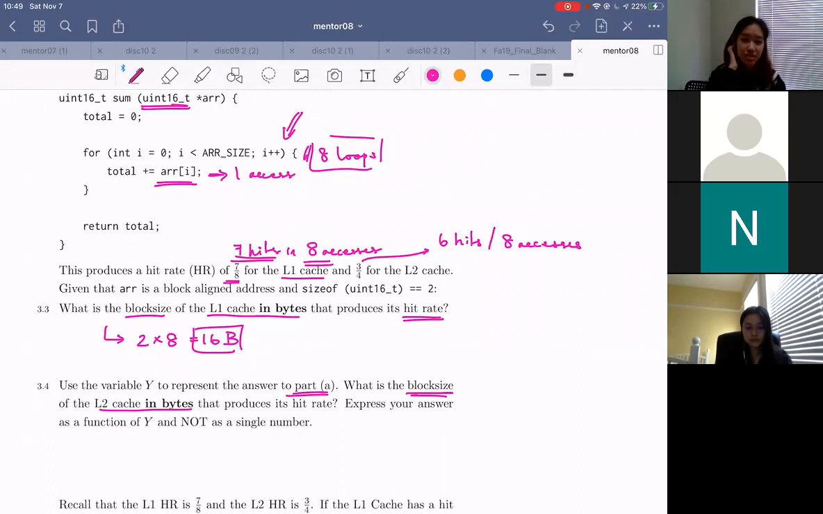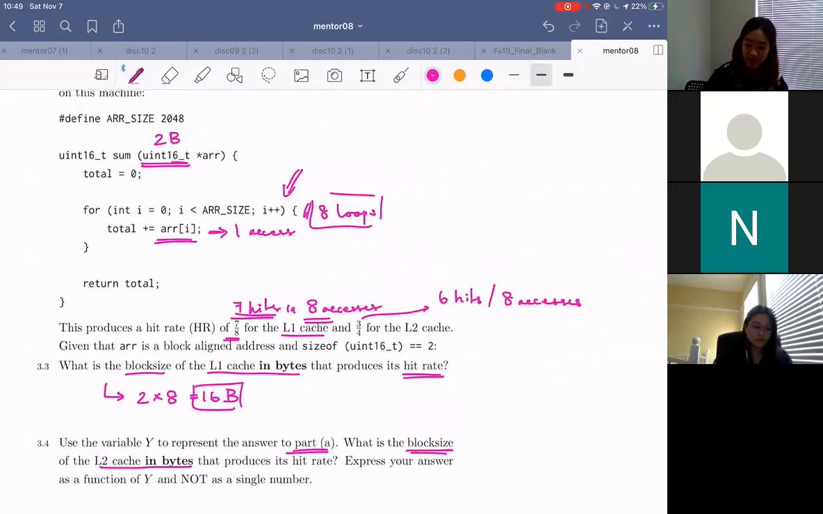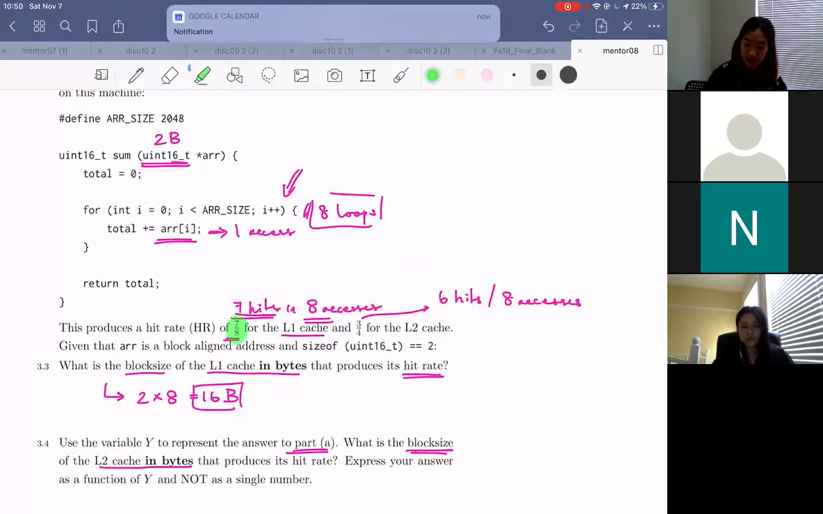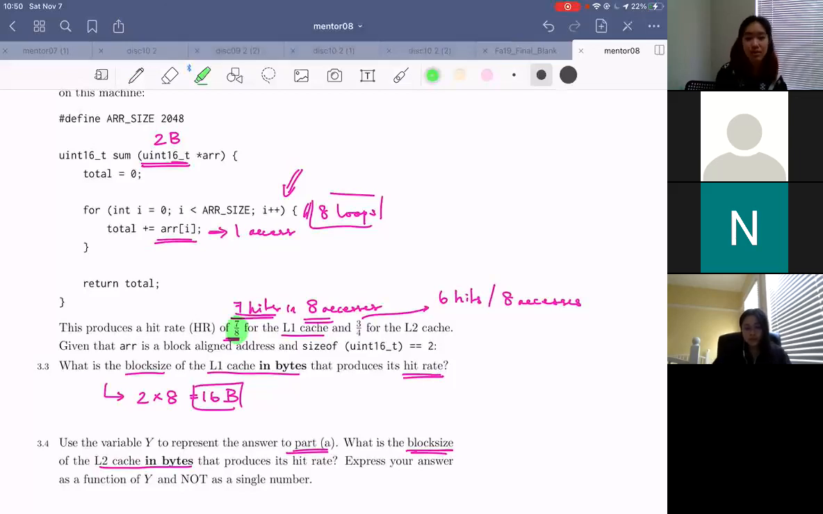Yeah, that's a great question. It doesn't actually matter, because what we're focused on is figuring out what this ratio is referring to. This ratio is talking about how for every 8 accesses, we're going to have 7 hits. So for every single cycle of 8, 7 hits. That's why we're only focused on 8 loops here. The array size can be whatever, but we know that for every 8 there will be a miss. Okay.